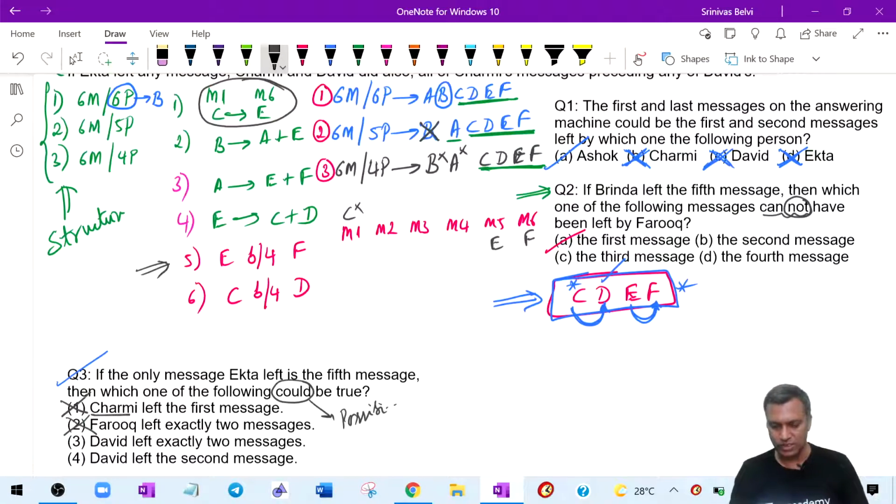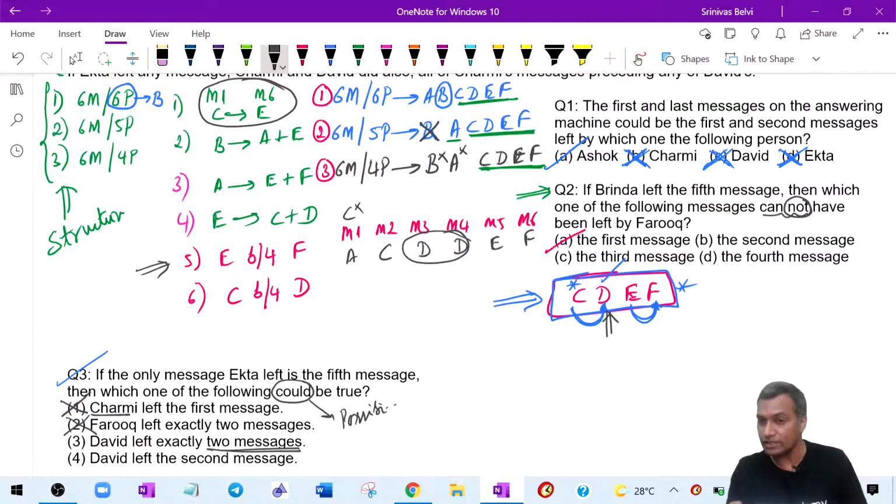Now, coming to the third statement, David left exactly 2 messages. David is leaving how many messages? 2 messages. Is it possible that David can leave 2 messages? Possible. David left a message here, David left a message here, Charmi left a message here, and then A left a message here, because we already know from case 1, if B is there, then all of them will come. So David left 2 messages is possible.